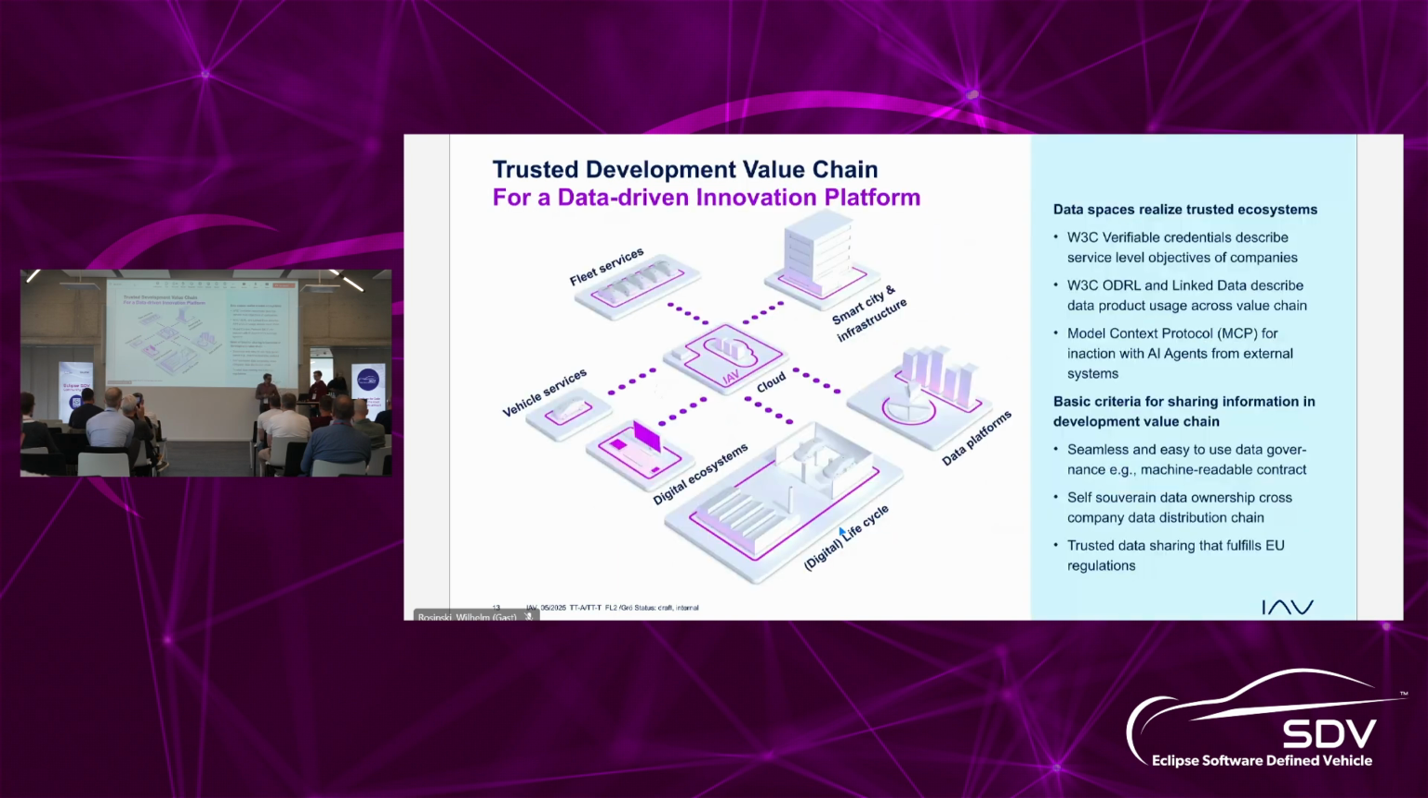And on the next slide, I hand over to Wilhelm. So we say, okay, we need to set up this development chain easily with many partners, exchanging information, assets, and services very easily by what we call data product usage contracts described by ODRL, and the properties of the companies are described by verifiable credentials.